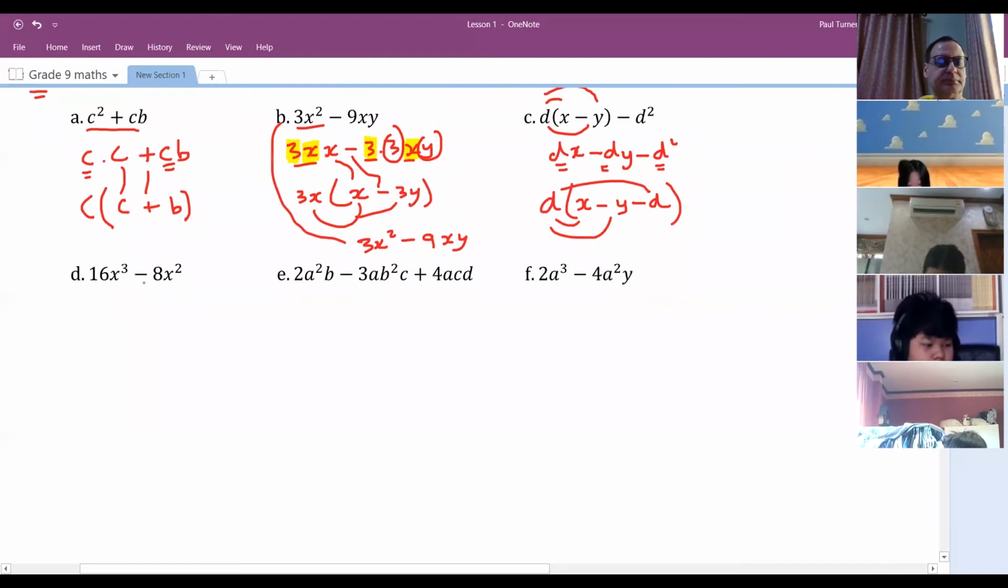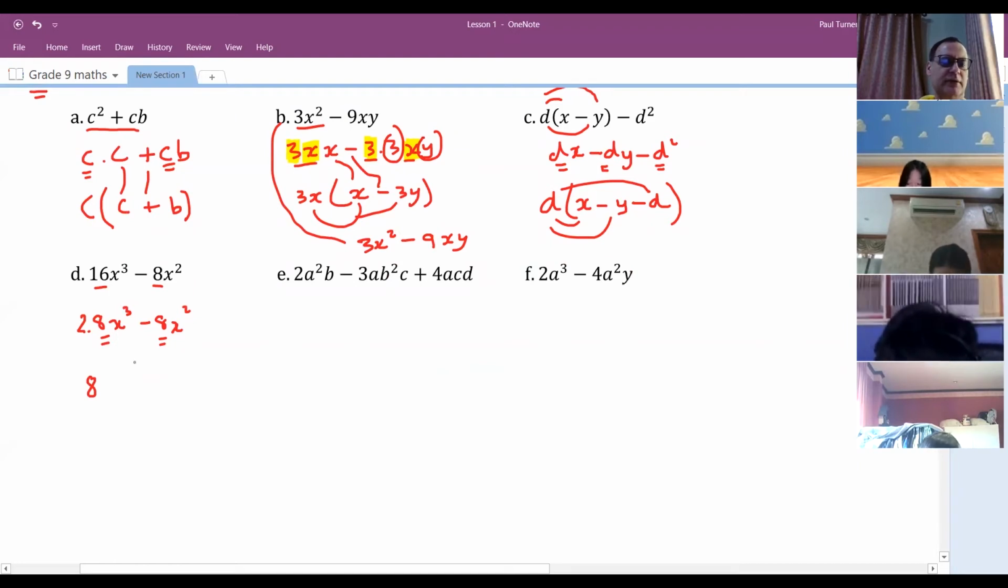How about this one? You've got 8, 16. So you don't have to break this into prime factors, because we know 16 is 2 times 8, and x cubed, I just write x cubed, and 8, x squared. So if you look here, we have 8 as a common factor. So 8 must come out the front. But then we have x cubed and x squared. When you have 2 powers like this, take the smaller one out, x squared, not the bigger one. So take out the part that has the smaller power, so x squared.